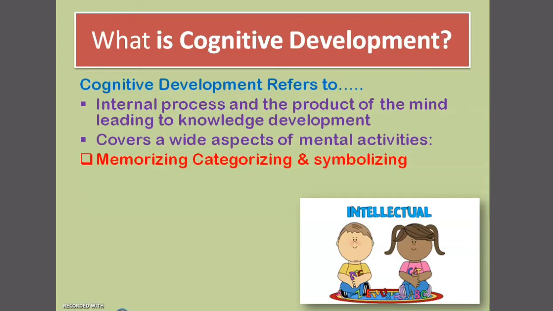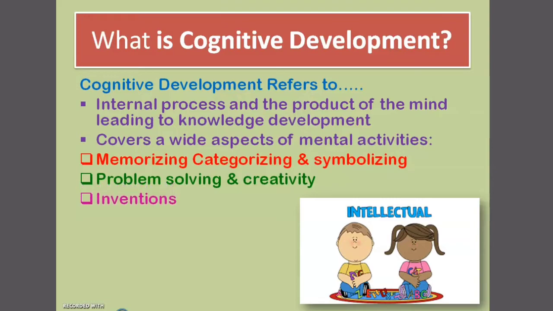Memorizing means memorizing anything which you know, which you learned. Language helps in memorizing it. Next is categorizing. In order to categorize what you learned, language helps the development of categorizing. Symbolizing: the letters in a language are symbols. Then problem solving and creativity. Problem solving and creativity are aspects of cognitive development, but they are related to language development.